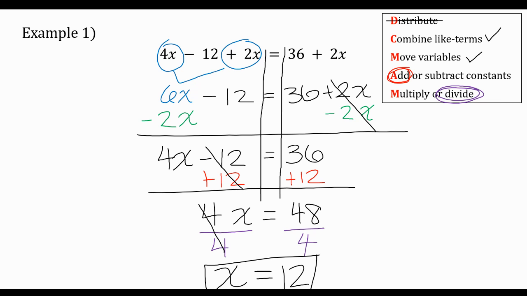Okay, so we did not distribute here because it was not applicable, but we did combine our like terms on the same side. Then we moved our variable. We moved our constant, so we added or subtracted that constant, and then we divided in the end to get that variable by itself. Okay, let's take a look at another example.